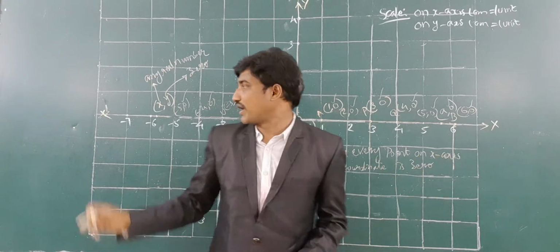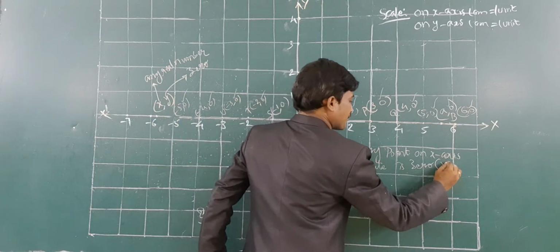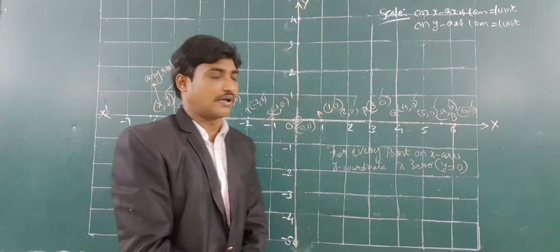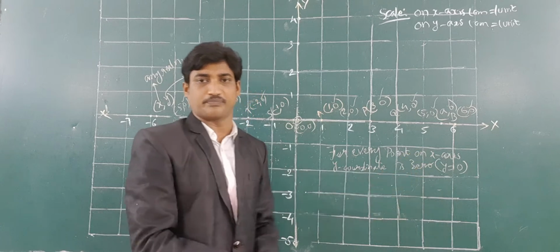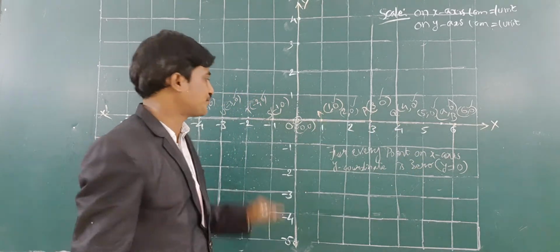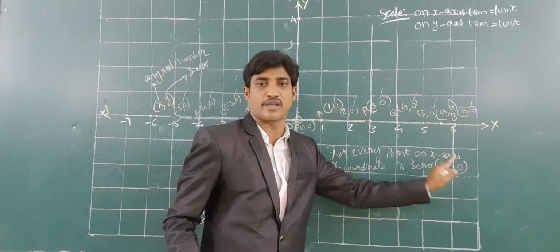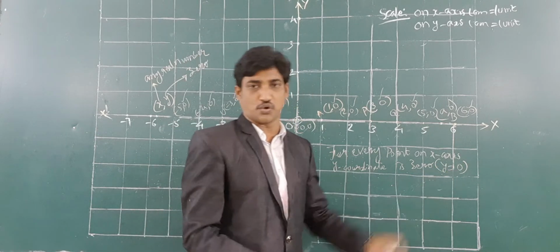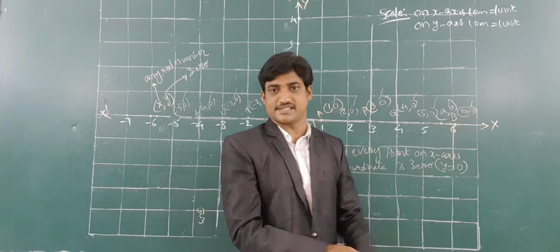Here I took the y coordinate as y, so that means y is equal to 0. Every point on the x-axis follows this rule. The x-axis is nothing but a line. On this line, every point is following the rule: y coordinate is 0, y equal to 0. So we can write y equal to 0 as the equation of the x-axis.